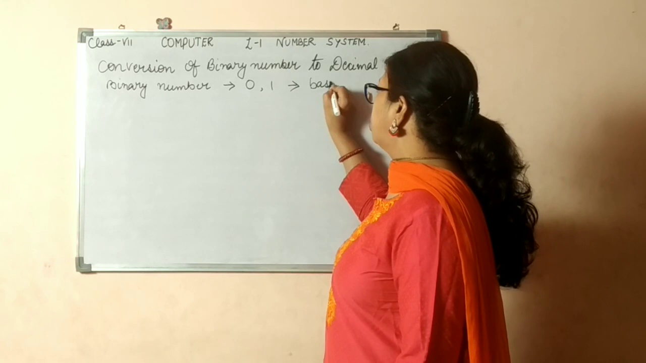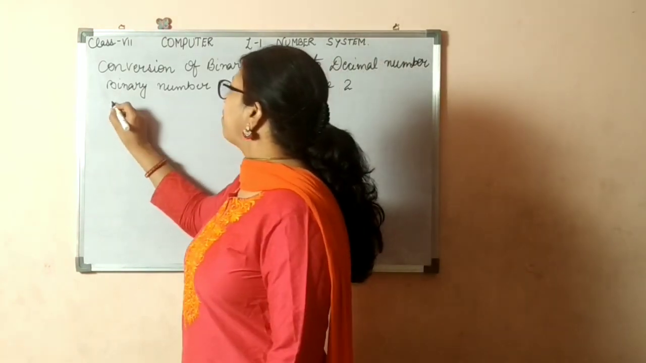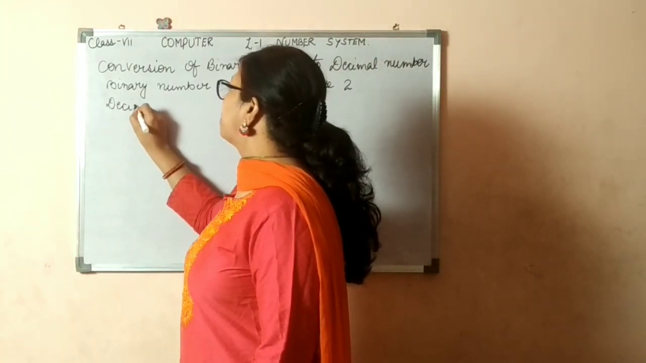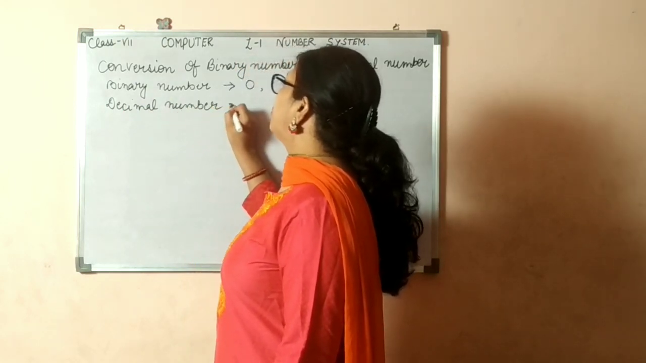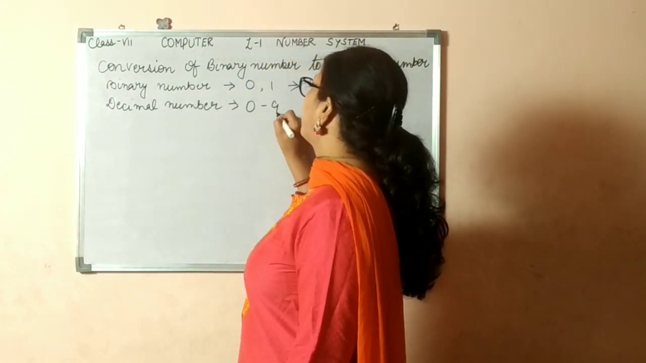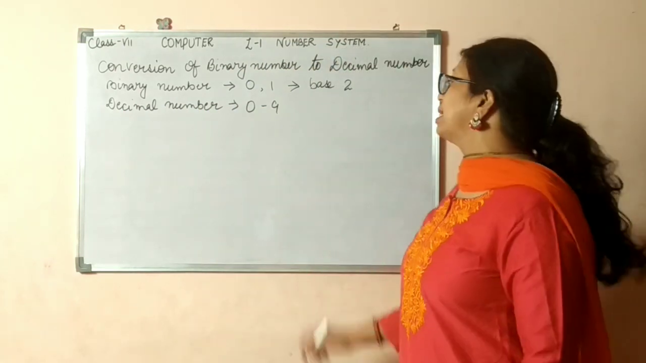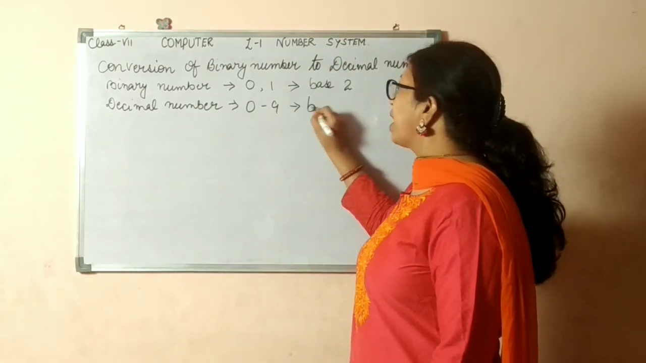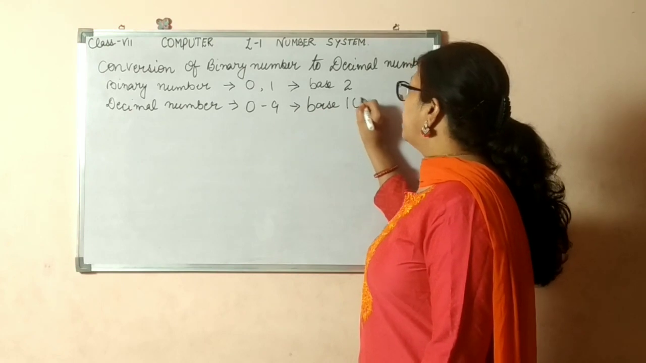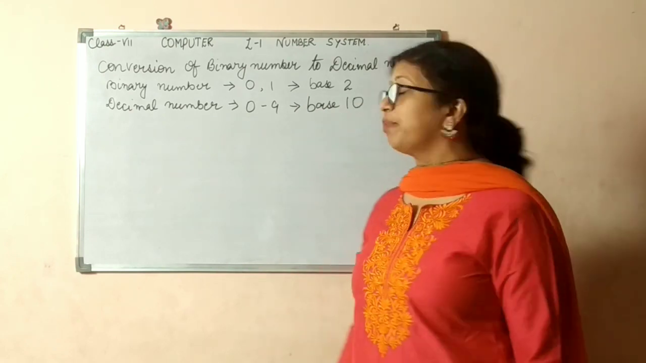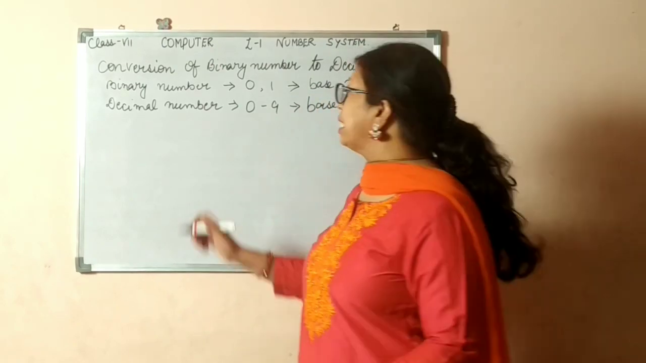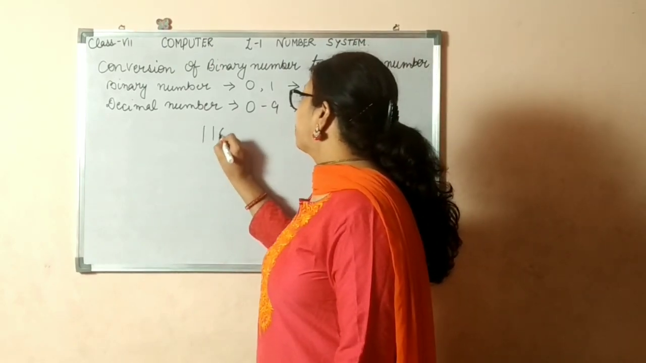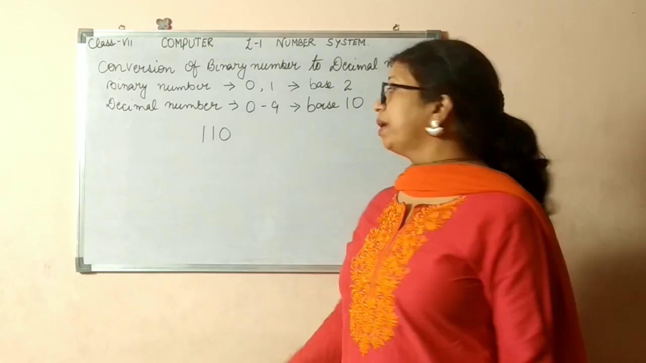So when binary number system is using only 2 digits, the base of the binary is 2, and in the same way in the decimal number system, the digits which are used are from 0 to 9. So total digits are 10. That is why the base of decimal number system is 10. Now I will tell you how to convert a binary number into a decimal number.